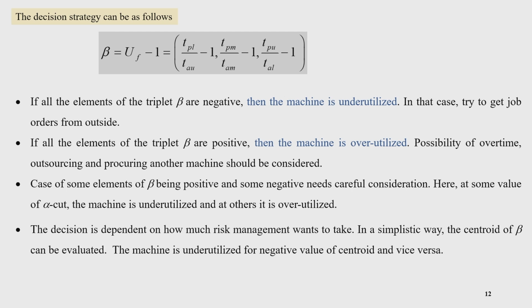If all the elements of triplet beta are negative, then the machine is underutilized, because UF is always less than 1. Every estimate is telling that. In that case, try to get job orders from outside. If all the elements of the triplet beta are positive, then the machine is overutilized. Then the possibility of overtime, outsourcing and procuring another machine should be considered, because your machine is getting overutilized.